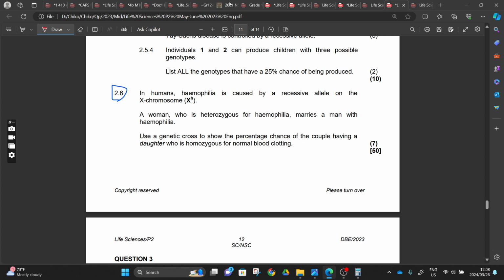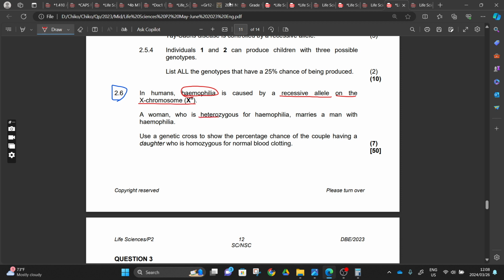In humans, hemophilia is caused by a recessive allele on the X chromosome. So this is what I told you guys: even when you don't know what this sex-linked chromosome disorder is, or what is happening with that sex-linked disorder, they will give you that information. Like here, they gave you information. What is hemophilia? Well, maybe you can just come and explain what hemophilia is. But from there you know.